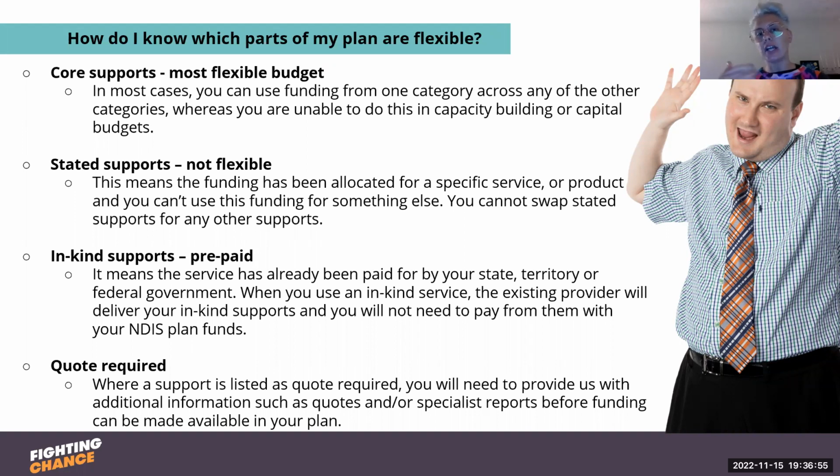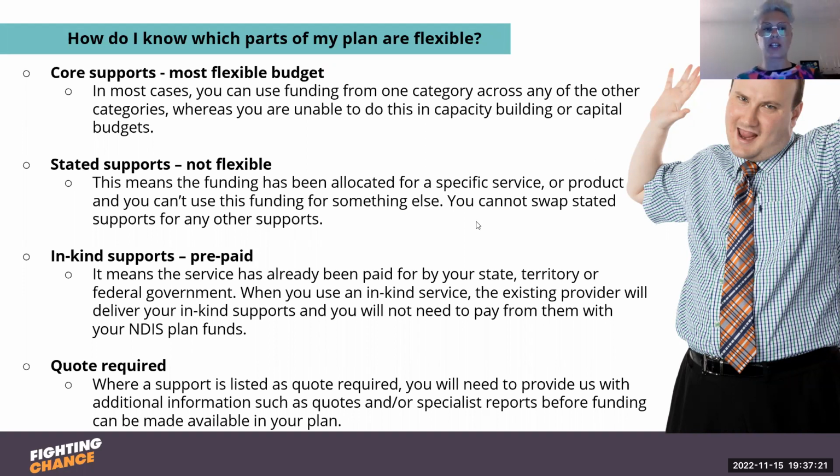So within health and wellbeing and improved daily living, there's a bit of flexibility because you can use physio and exercise physiology and PT out of each. But there isn't as much. It's usually when one has been depleted, then they will take from the other one. Whereas with core, you can go between at any time.